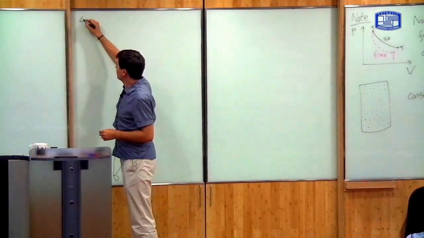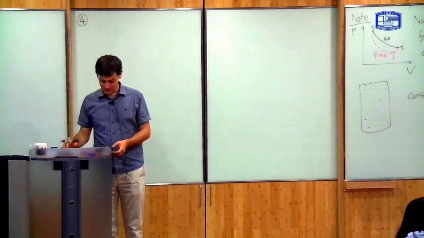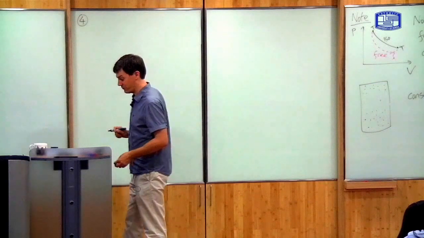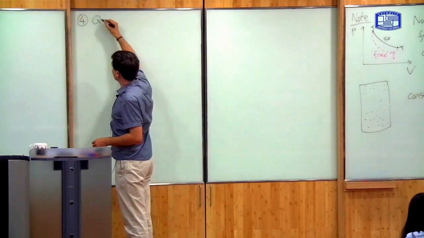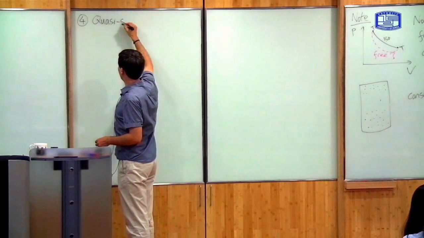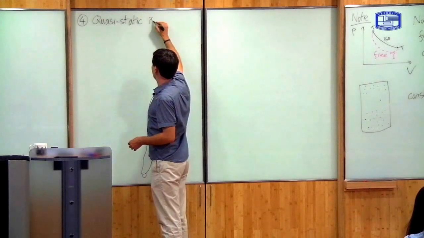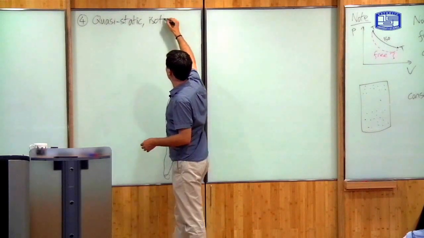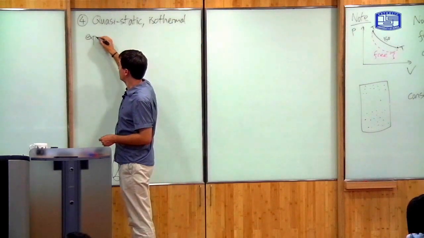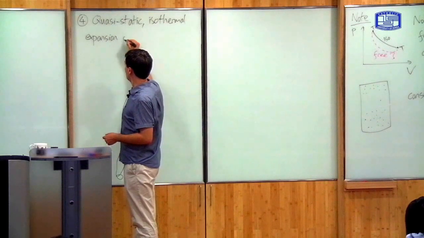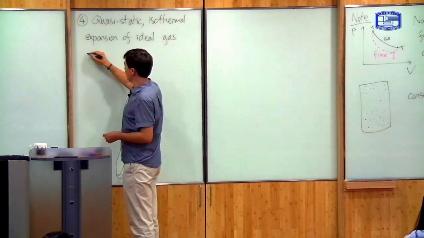Okay, I want to do one final example before we finish, and this is an example of a reversible process, so one where it is possible to go both ways. This is called a quasi-static, isothermal expansion of the ideal gas with a reservoir. I'll explain all these terms later, by the way.